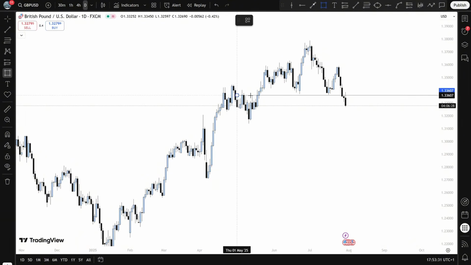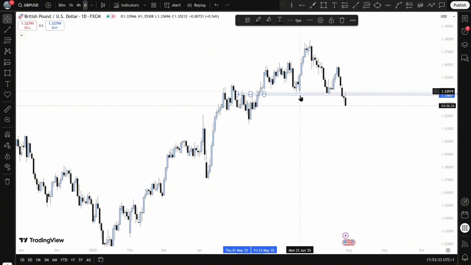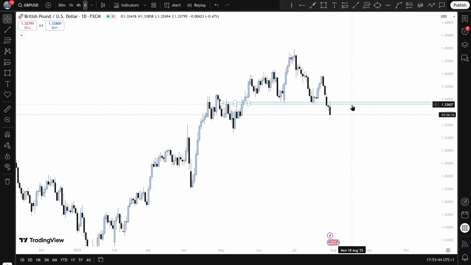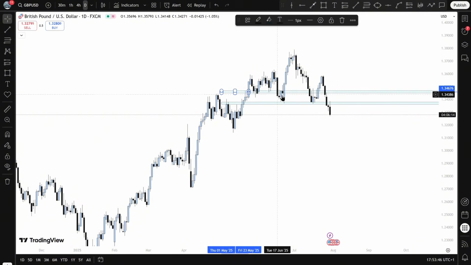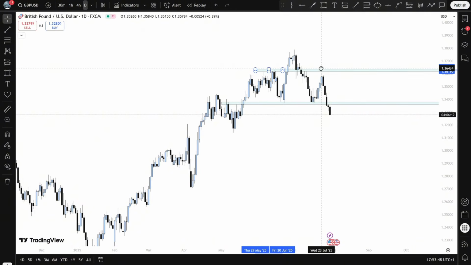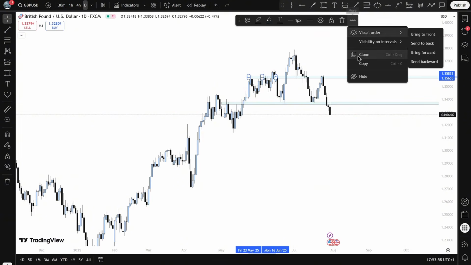So we have a resistance here extended to this level, a resistance broken, turned into a support, and also a support at this level, right? So what I will just need to do is change this color to green, and I'm going to clone it from here. All right, this is going to be the next key level. We have a resistance, and right now also a resistance here. Right now, let me take it from here and clone again.